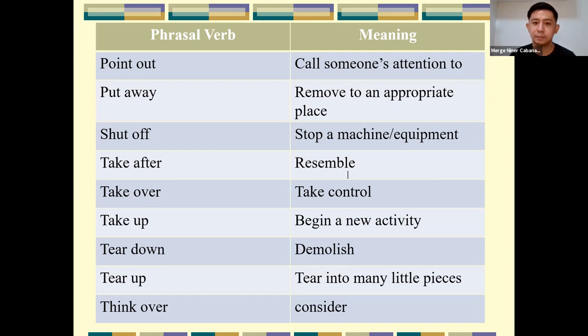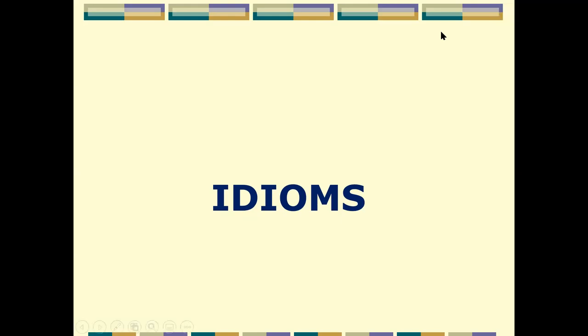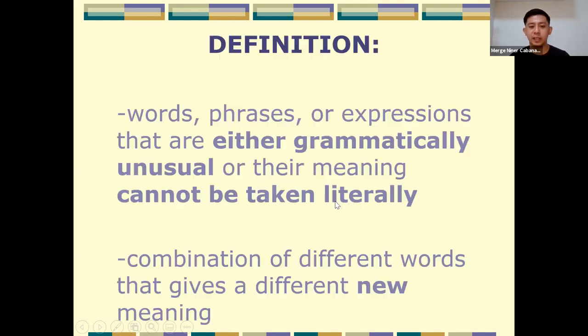Think over, consider. All right, like, sir, I have thought this over and I think that I'll be taking my examinations on the 30th of October. I've thought this over, kinonsider ko, pinag-isipan ko. All right, that's the end of our phrasal verbs. Okay, before we proceed to idioms and idiomatic expressions, do you have any questions? Daniel, Joshua, Emil, Jeffrey, Jao, Jonalyn, do you have any questions? Wala po. Okay, that's nice to know. All right, now let us proceed to idioms and idiomatic expressions.